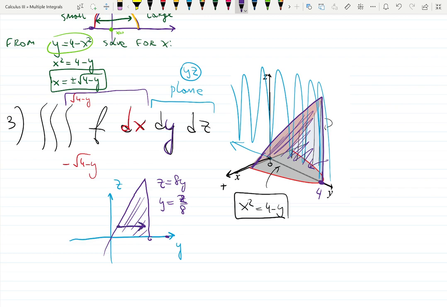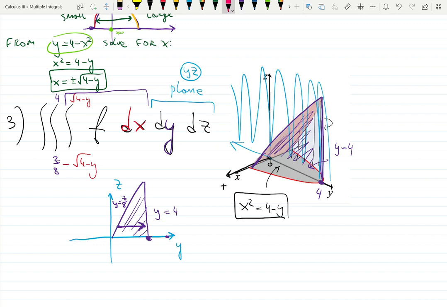Left to right. What is on the left? Y equals z over 8. What is on the right? Y equals 4. Yes, that makes sense. This is the line over here, y equals 4. So it will be from z over 8 to 4, functions. Remember, those are functions. Finally, z is coming from a number to a number.